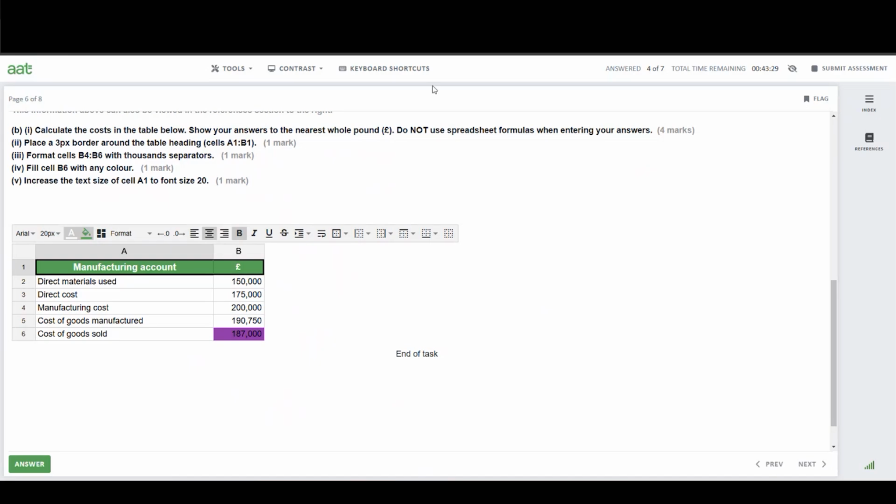Okay, so I've finished now formatting my spreadsheet. So that's it. We can click answer and move on. It's worth having a look at the model answers just to see how these spreadsheet tasks are assessed and what's allowed and what's not allowed. Okay, so I'll definitely have a look at that.